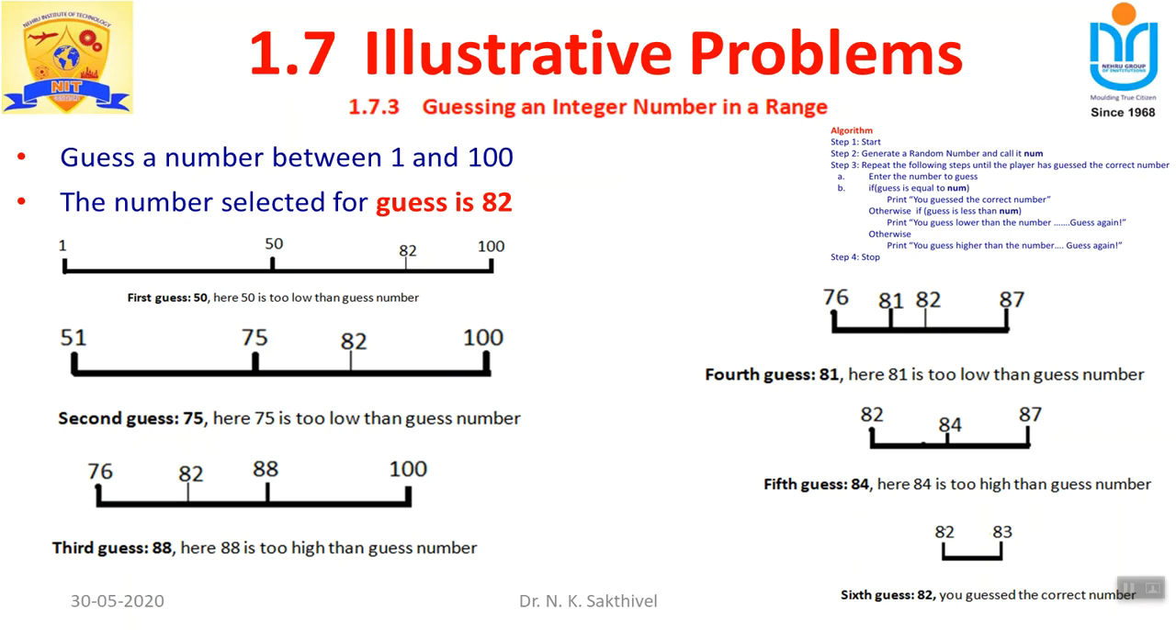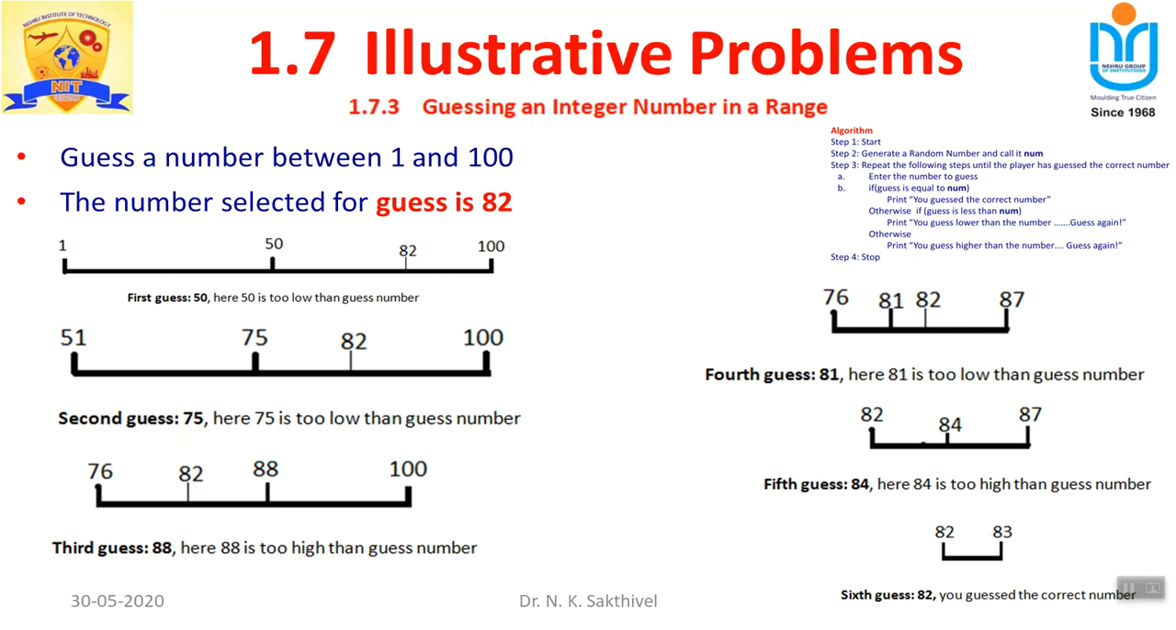With this idea, our algorithm goes to the third iteration. It will find the mid number between 76 and 100 during the third iteration. The mid number is 88. Our system will display 88 as the guessed number. Then the player tells no, 88 is also too high than the guessed number. The too high message tells our algorithm that the player's guessed number is not more than 88.